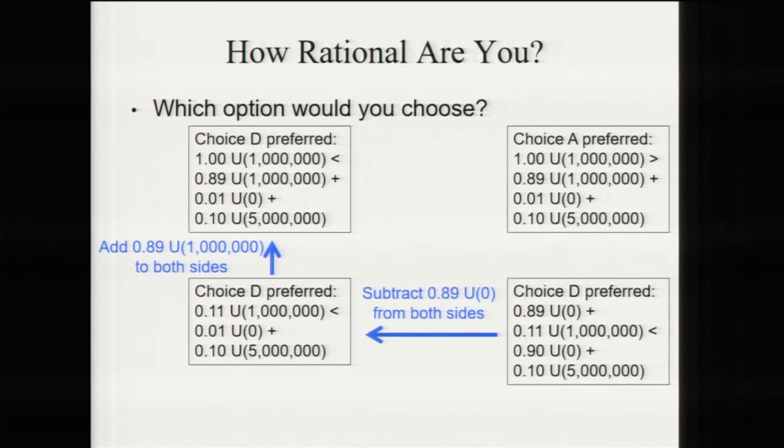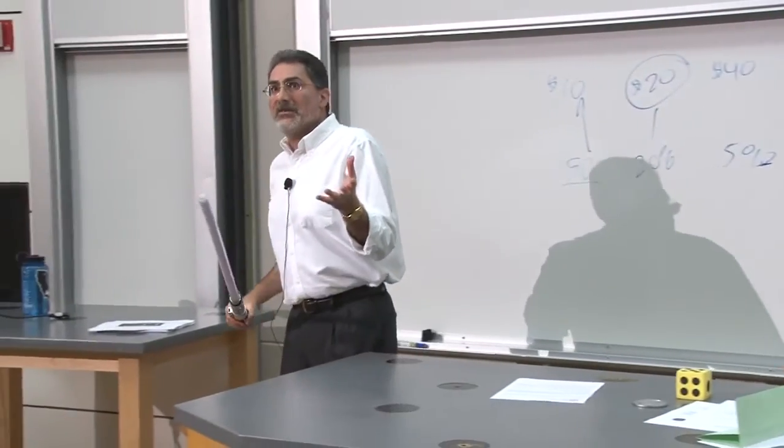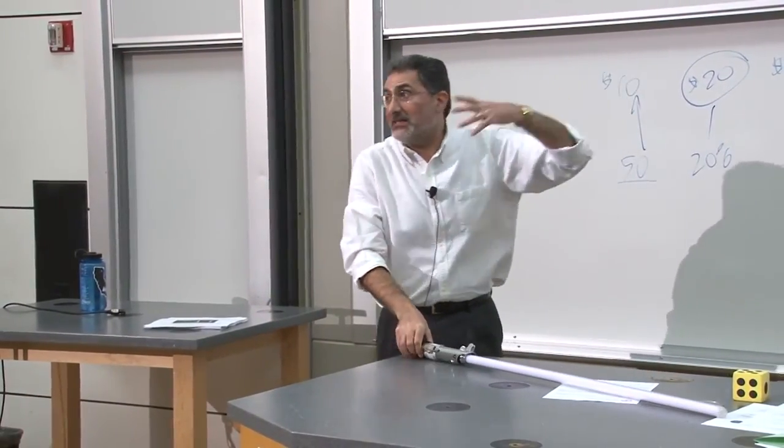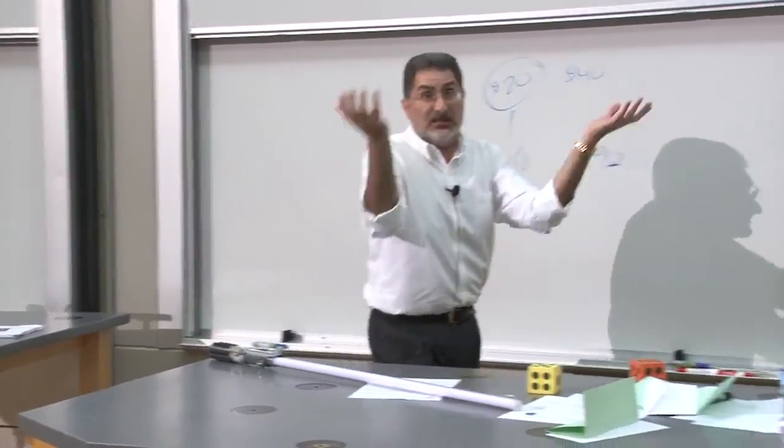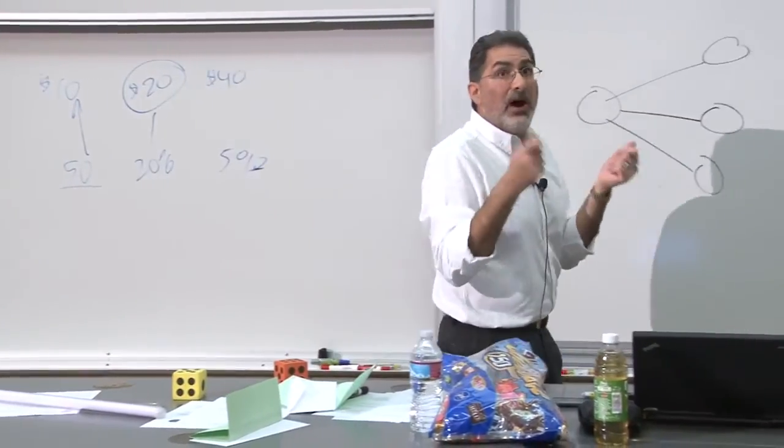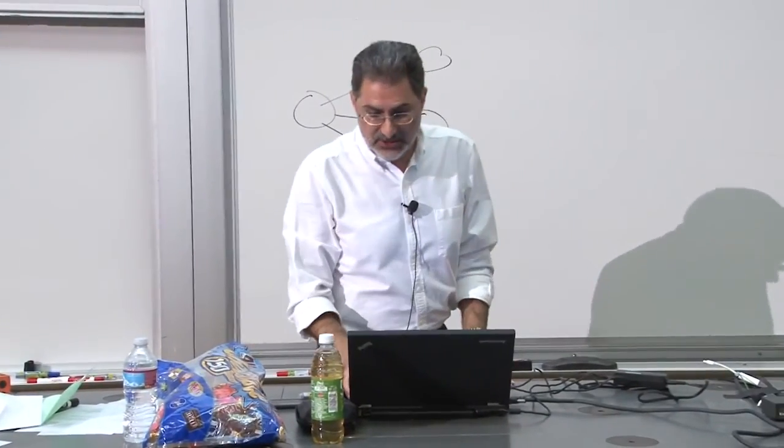And I have the boxes for choice D up there, just rewritten, and choice A looks super similar, except that one is greater than and the other is less than. Okay, so the choices are inconsistent, and that's for any utility function, because I didn't tell you what the utility values were. I just did it as a function of utility. Why is that? Why do we make those decisions?